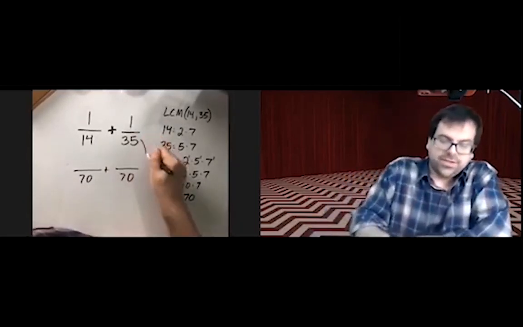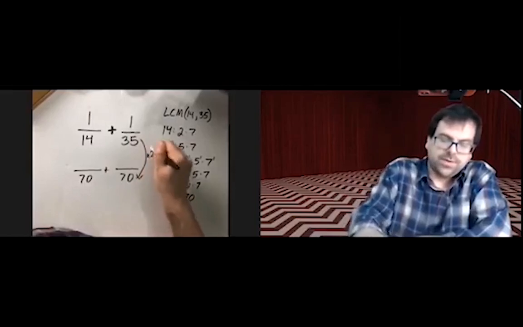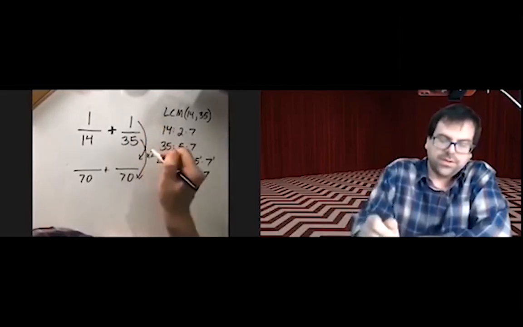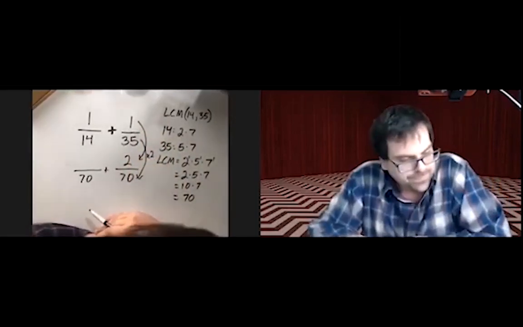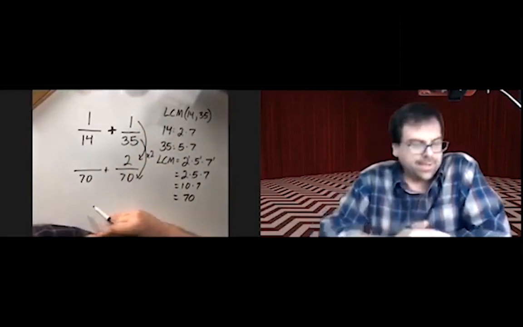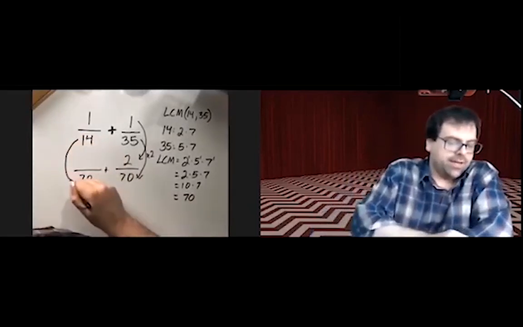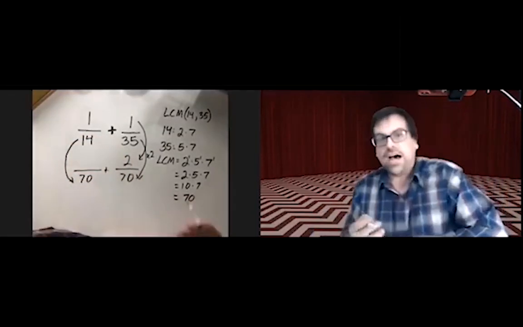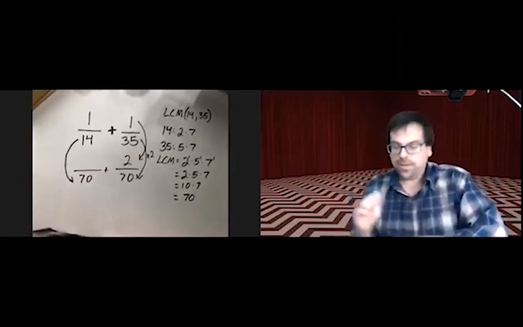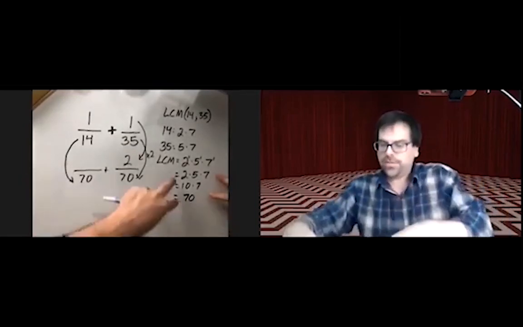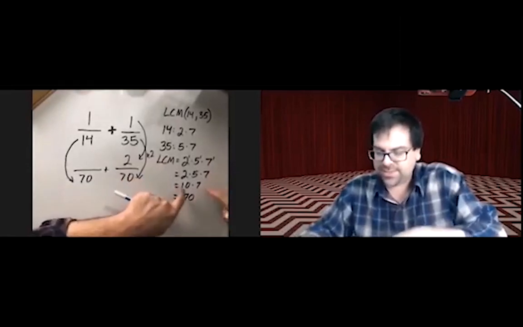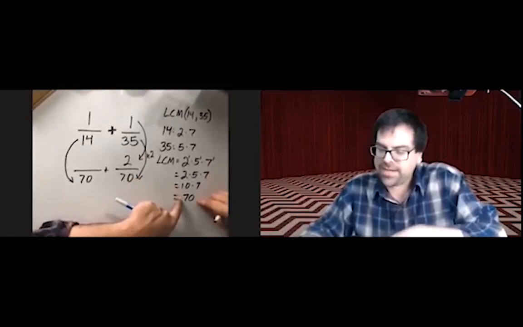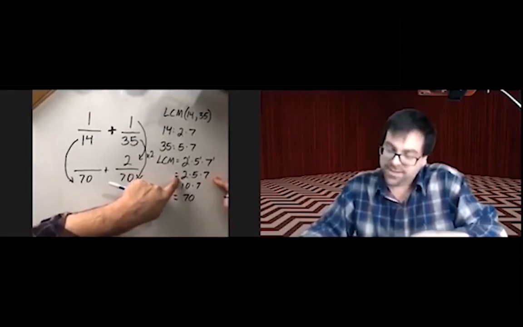35 to 70, that's just times 2. I'm doing that first because that was the quicker of the two. 1 times 2 is 2. How do we get from 14 to 70? Well, you can divide and find it's 5 that way, but I want to show you this breakdown of 70 we did. 70 is 10 times 7. 70 is 2 times 5 times 7.